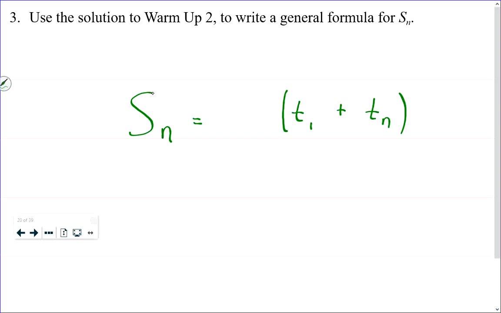If I said find S8, how many terms are you adding? 8, right? What's the last term? The 8th term. So if you have S8, this would be T8. It's the last term. You need to somehow remember, though, that when you see Tn in this formula, it means the final term or the last term. Then you multiply that by the number of terms, but then you have to divide by 2. And that's how the formula is normally given.